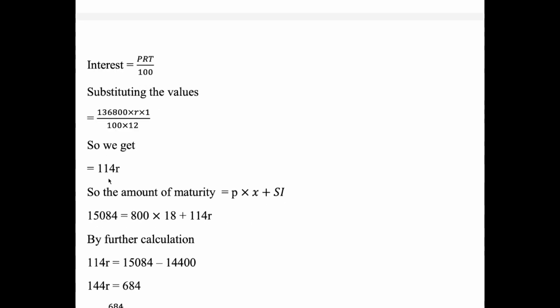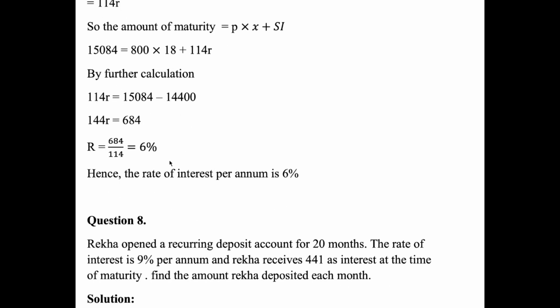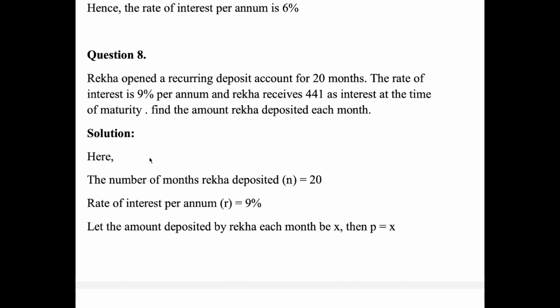After that use the same formula as simple interest, PRT by 100. So you will get 114R. Now use this formula, P into n plus SI, principal into that 800 per month into 18 months. So this much amount that person deposited into the bank, this is the maturity value. So 114R. After that a little bit of simplification, calculate the value of R, that is coming 6%. Such an easy problem. Come to the next problem.